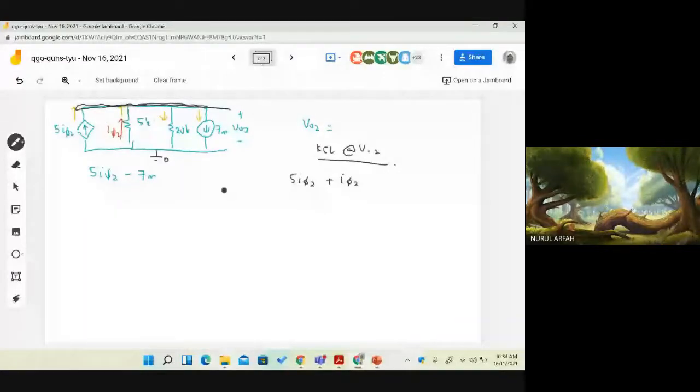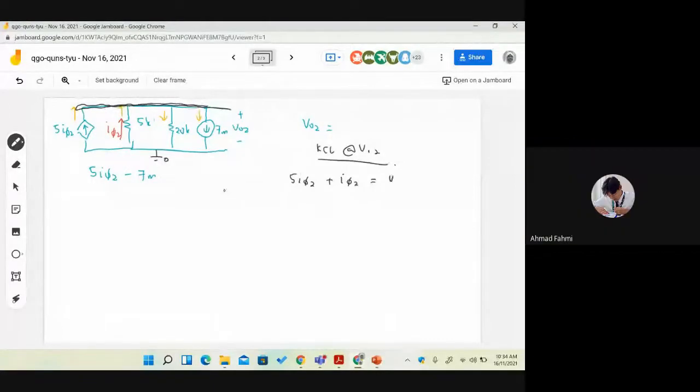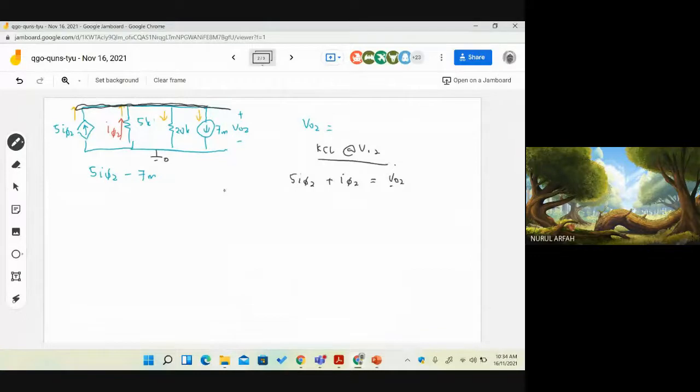Current leaving. What is the current leaving? Oh, kita tak ada pula current ni. Susah juga. So this is V02 over minus 20K. 0 over 20k. Good. And then plus, right? Plus 7 milliamps. But do not put the unit ampere outside. Okay. Now, can we solve this?